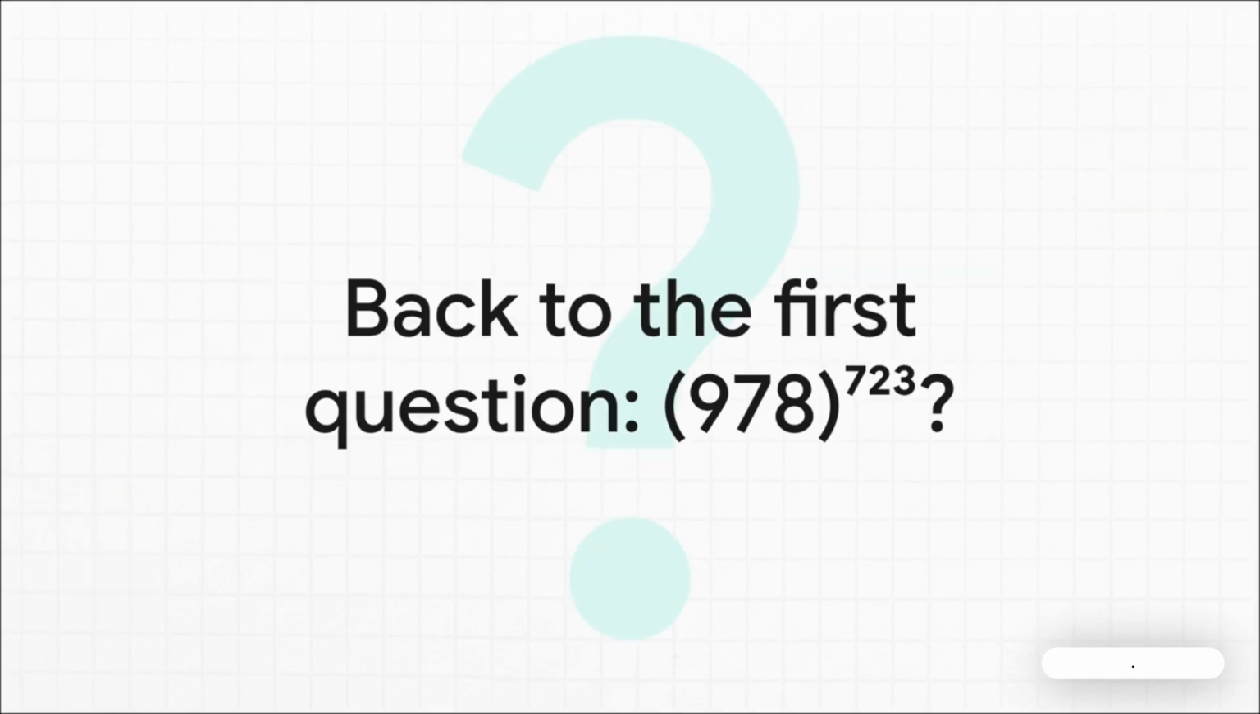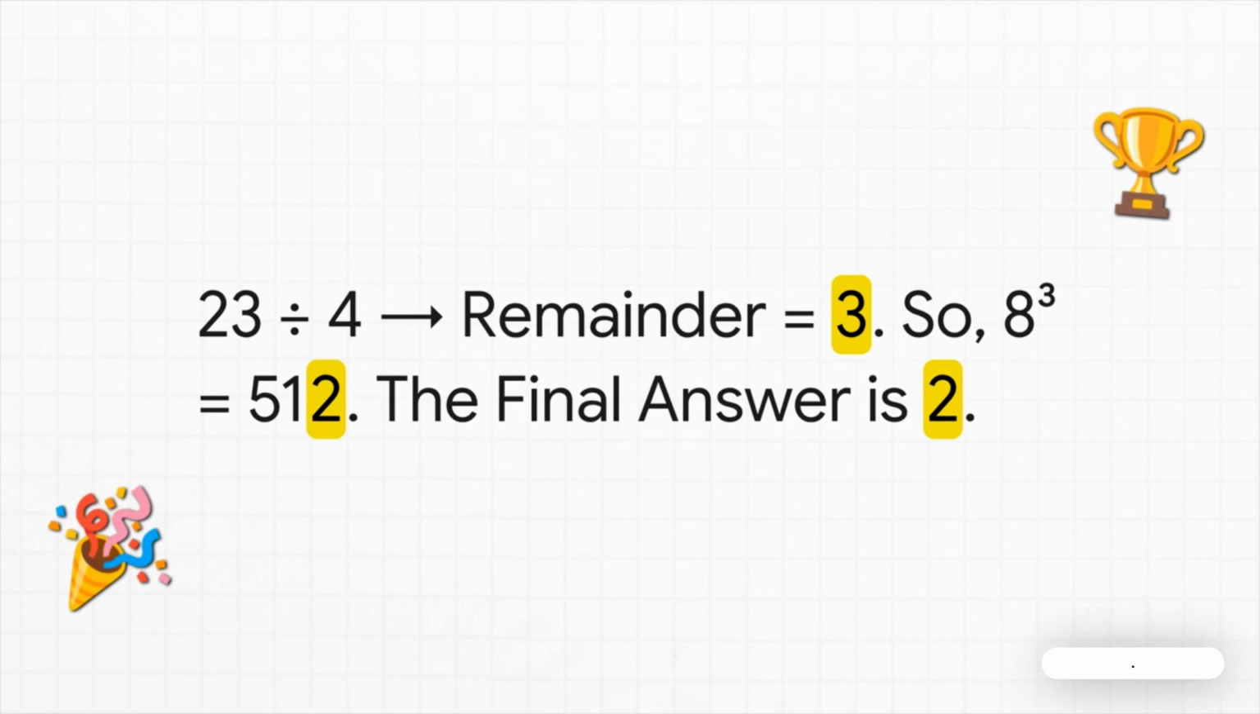Okay, so let's circle back to the question we started with. The big one, 978 to the power of 723. You can definitely solve this now. The unit digit is 8. The last two digits of the power are 23. Dividing 23 by 4 gives a remainder of 3. So our question just becomes 8 to the power of 3, or 8 cubed. And 8 cubed is 512. Therefore, the unit digit of the final answer is 2. See? That took less than 10 seconds.